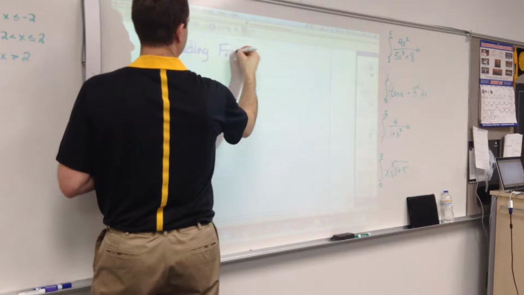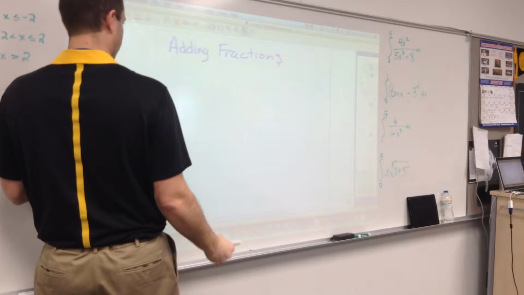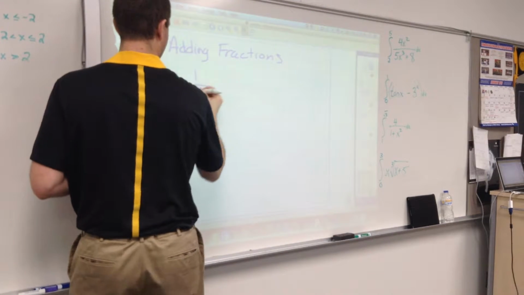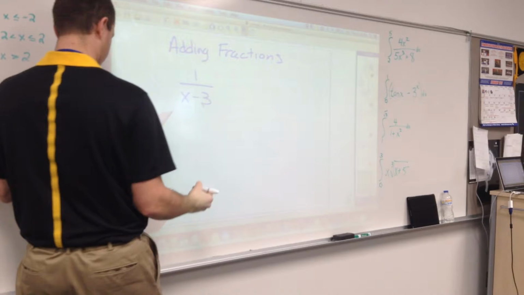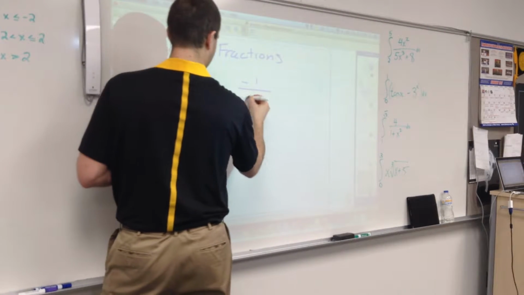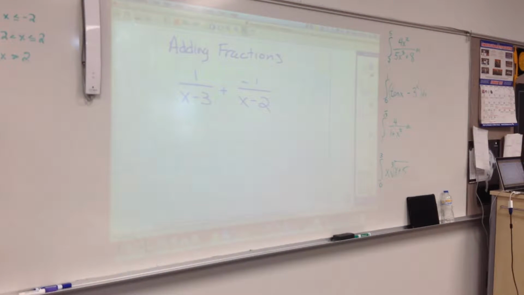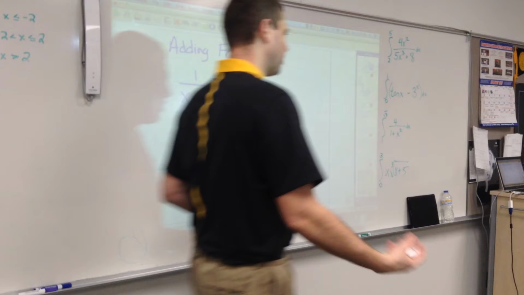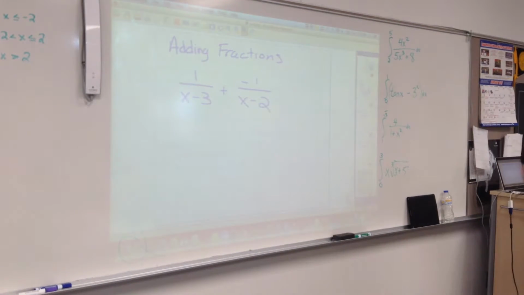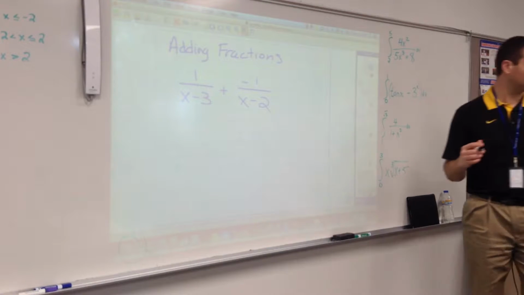I'm going to just simply review adding fractions. If you would have to add those two fractions together, what would you have to do? Make them both have the same denominator. What would that denominator be? X minus 3 times x minus 2.